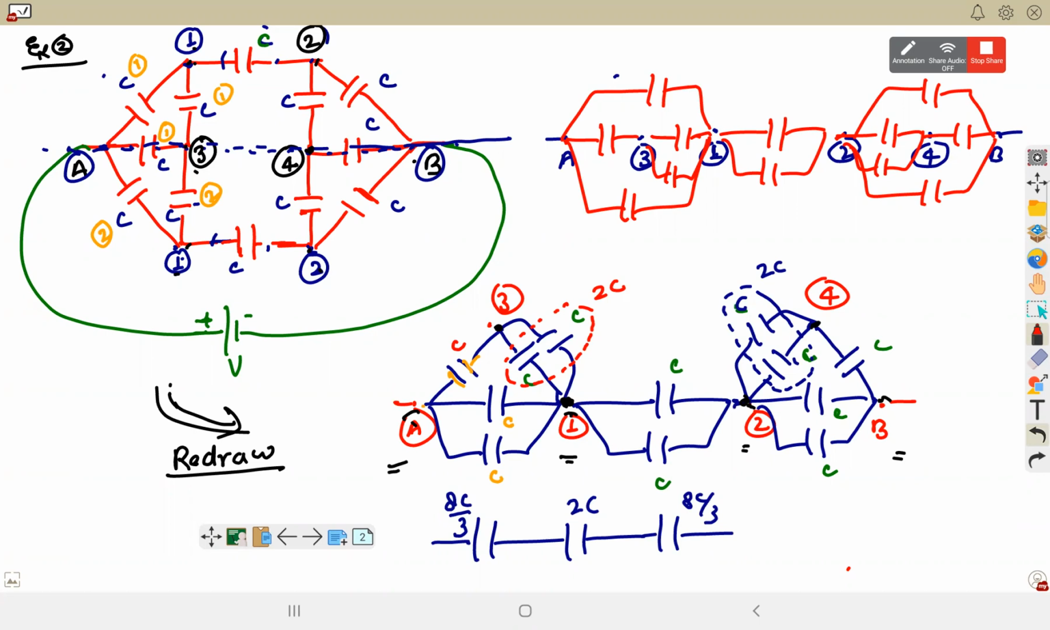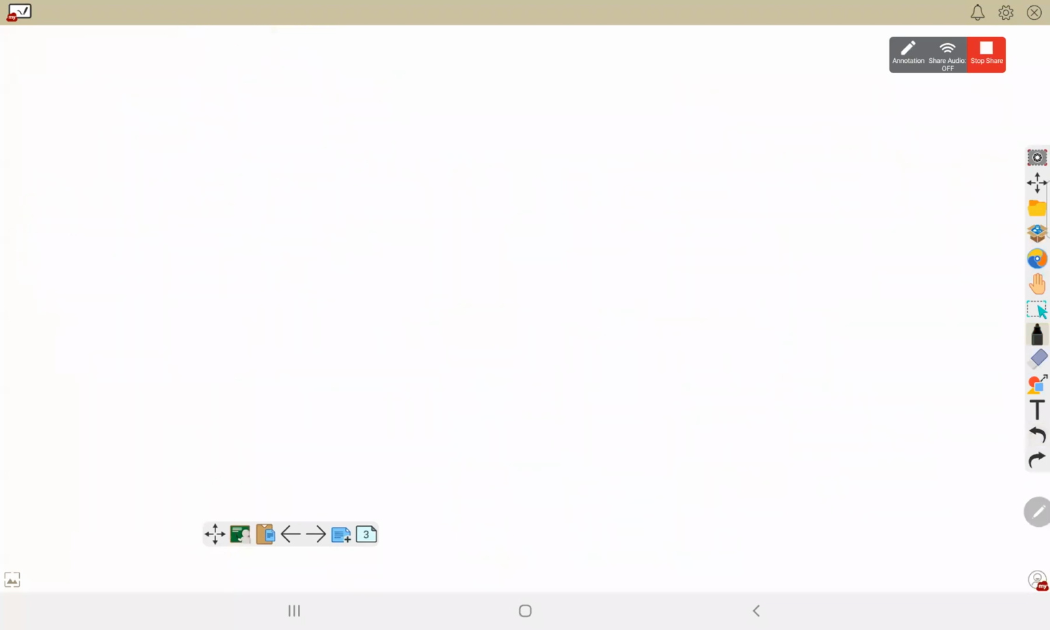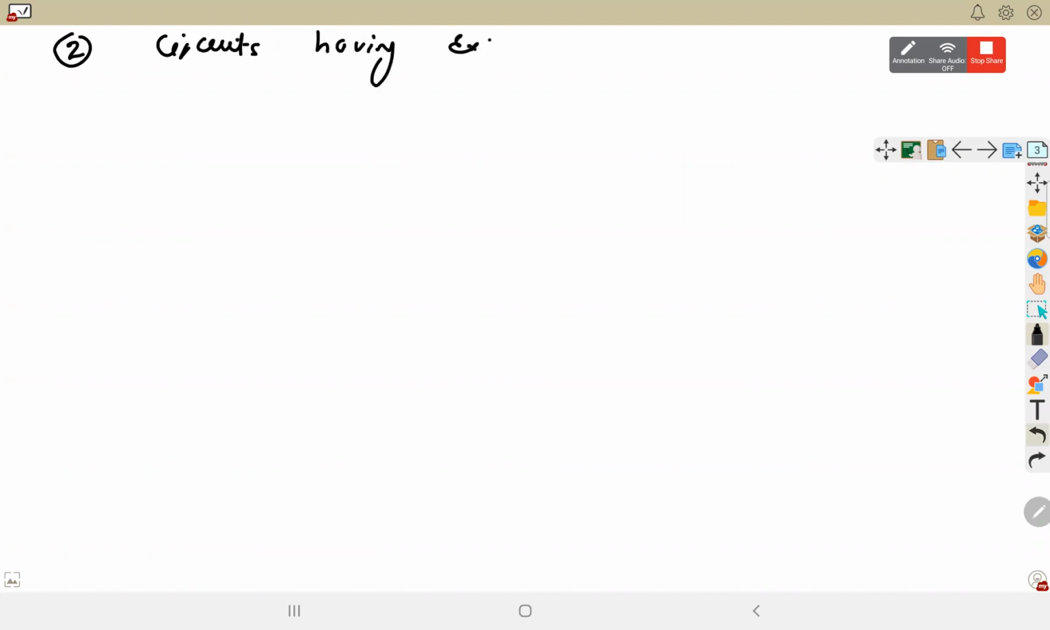Right. So we did horizontal planar symmetry, vertical planar symmetry, and understood how to solve. Last class we did this concept, and today we did the questions. Next is circuits having extra connecting wires. Second special circuit: the circuits having extra connecting wires.